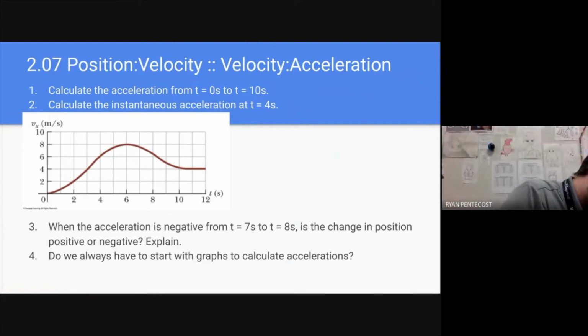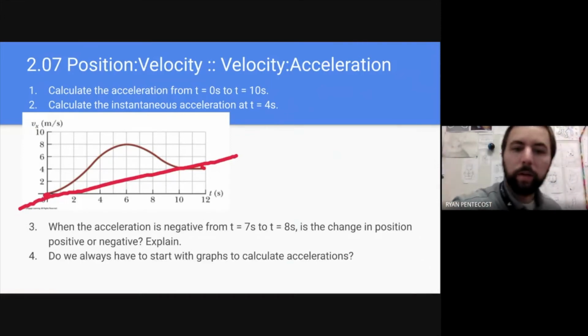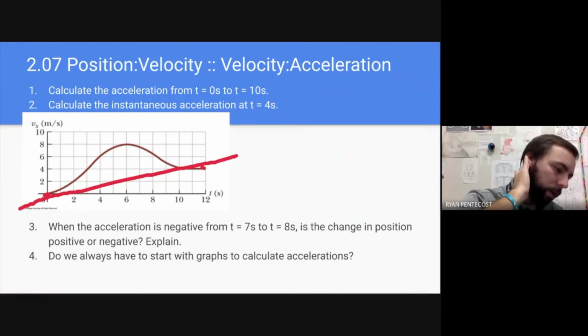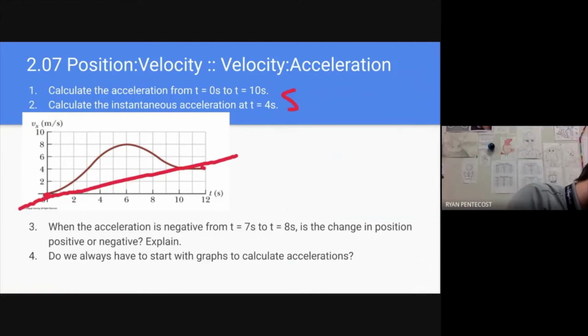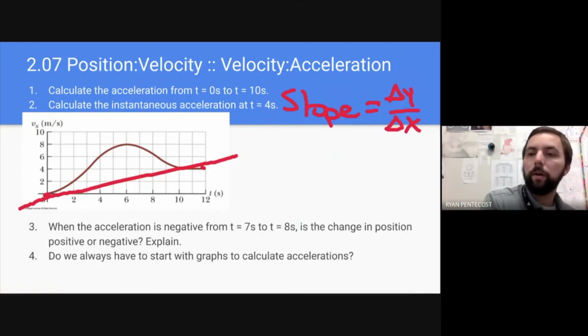Okay, so if we have these 2 points right here. Okay, that was pretty close. We have these 2 points right here from 0 to 10. We want the acceleration from 0 to 10. How do we find that? So what we can do is draw that secant line and find the slope. Now, how do you find a slope on a line like that? Well, like we talked before, slope is rise over run, the change in y over the change in x.